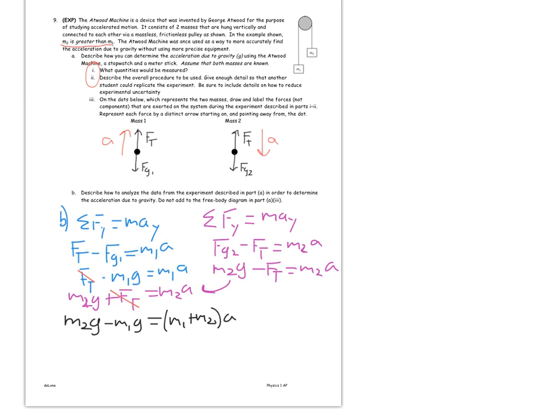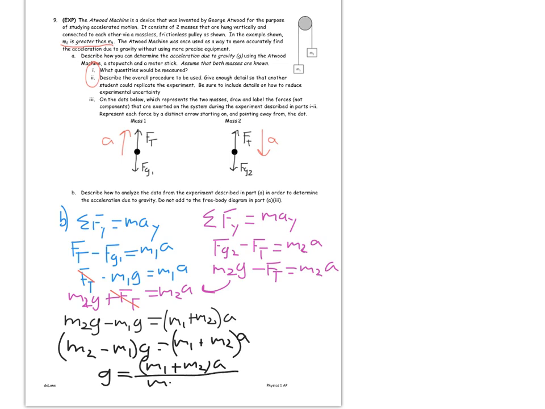That's what we're solving for here. The whole idea of this experiment is to determine that acceleration due to gravity. So I'm going to rearrange this equation to solve for g. On this left side, I'm going to factor out a g. So (m2 - m1) times g equals (m1 + m2) times a. And when I solve for g, I get that g is equal to (m1 + m2) times the acceleration of my system, divided by (m2 - m1).